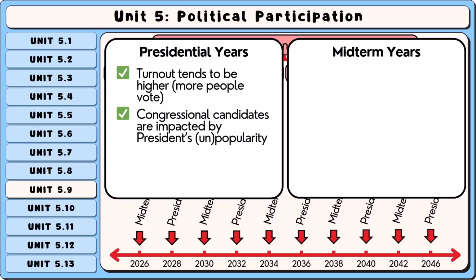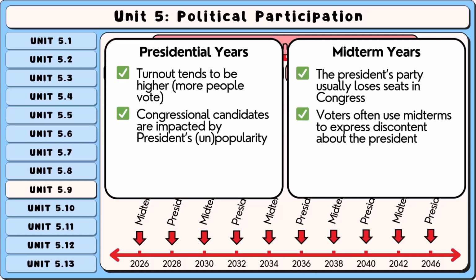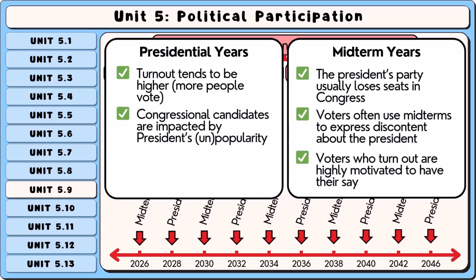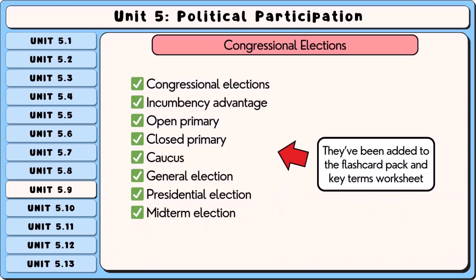But in midterm elections, the president's party usually loses seats in Congress. This is because voters often use midterms as a way to express their discontent about the president. Since fewer people vote in midterms and those who do tend to be more politically motivated, the results can swing sharply against the party in power. Okay, that brings us to the end of our lesson on congressional elections.